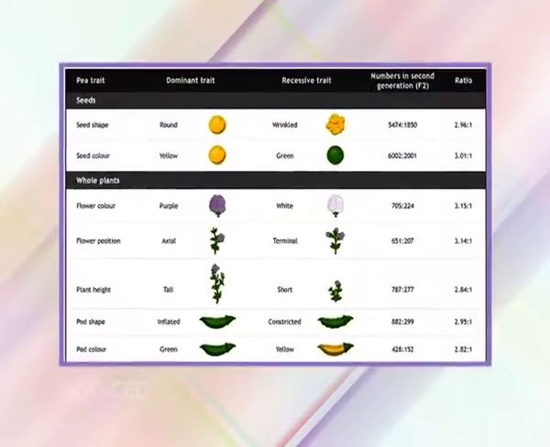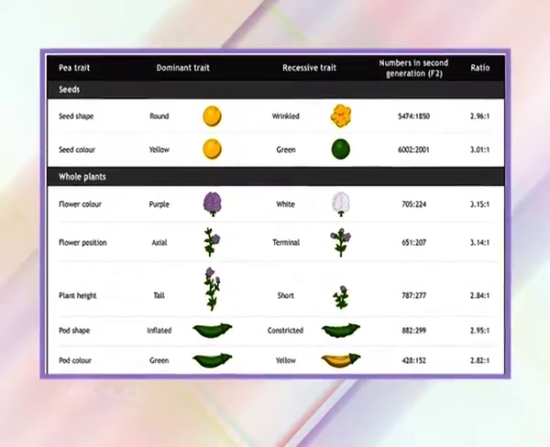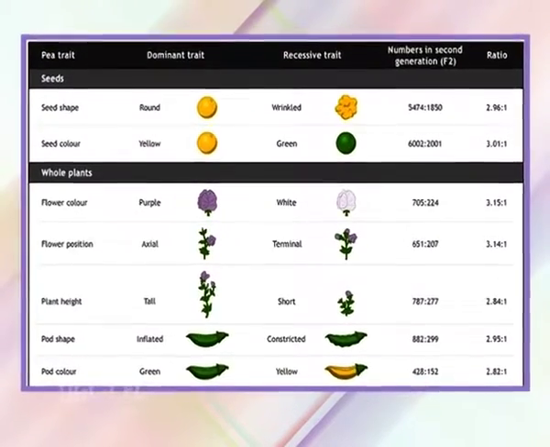Mendel performed similar experiments to study the inheritance of six other traits, that are seed texture, seed color, pod shape, pod color, flower color, and finally the flower position.